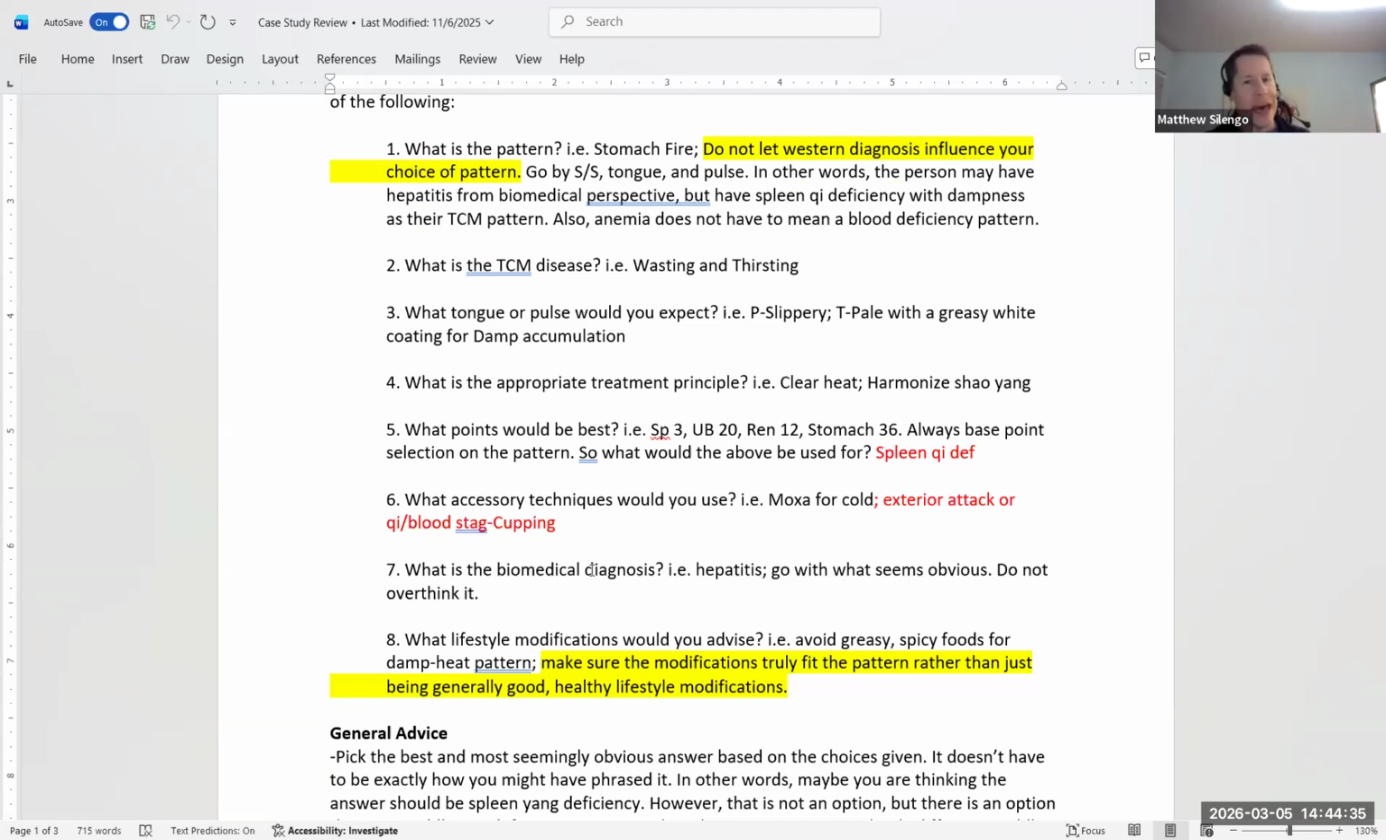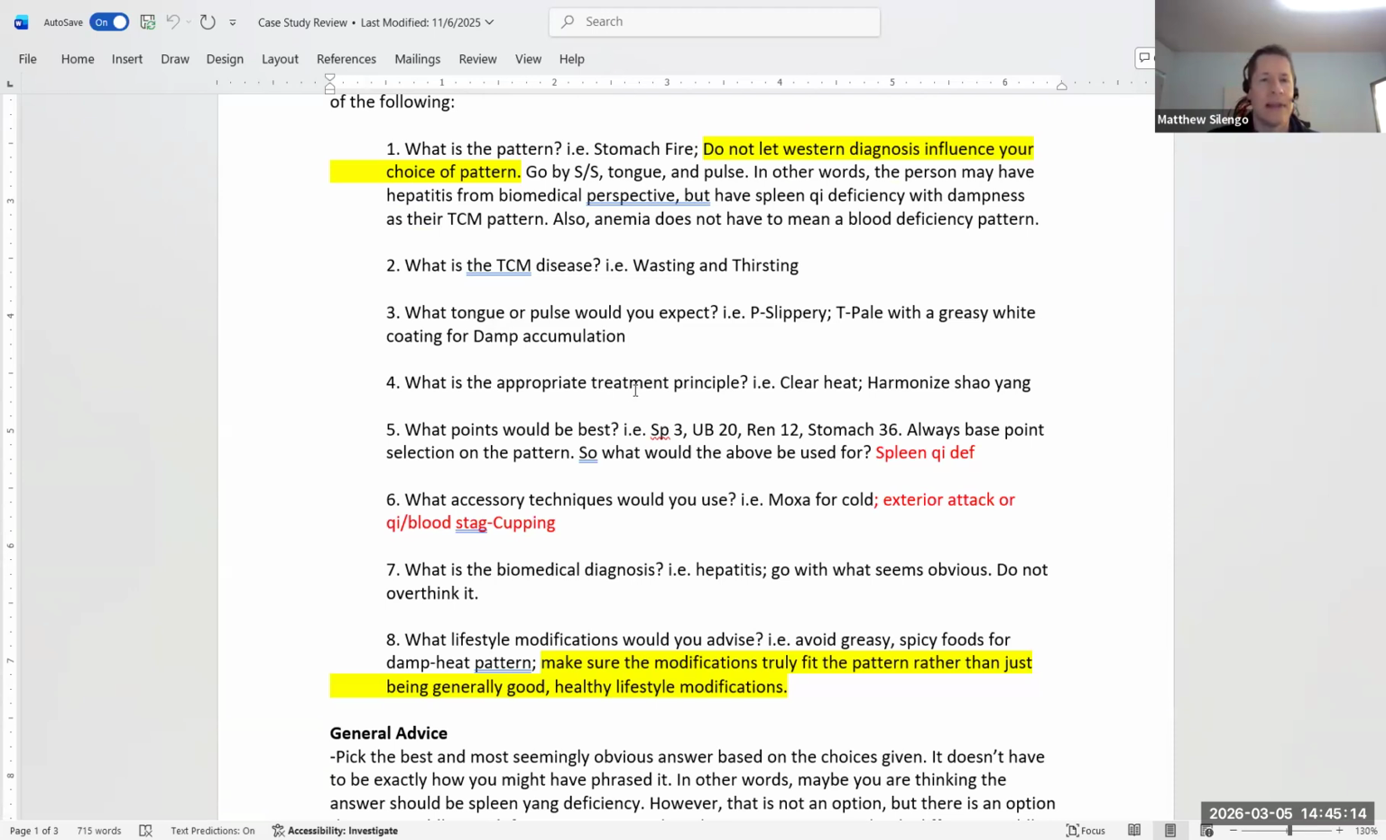And you need to know the pattern sometimes, even if that's not what they ask, because sometimes they might just ask, like, what tongue would you expect this patient to have? Or what points would you use? Well, in order to answer those questions, you have to know the pattern. You have to know that, oh, this patient has a stomach heat pattern, so I suspect their tongue would be red. Oh, this patient has a stomach heat pattern, so I would use a point like stomach 44 to clear stomach heat, and so on. So you're always having to answer what the pattern is, even if that's not what the question is asking for exactly. You still have to kind of know it in the back of your mind to answer what is being asked.